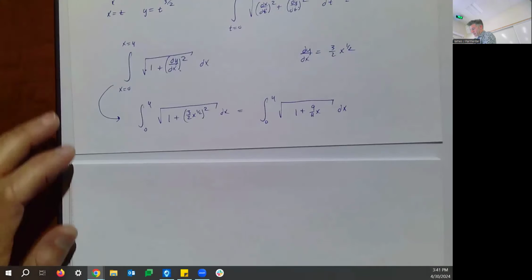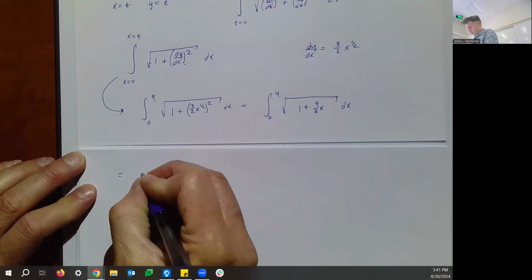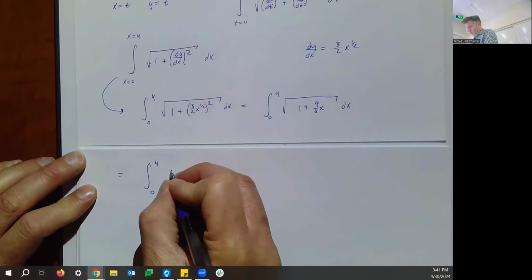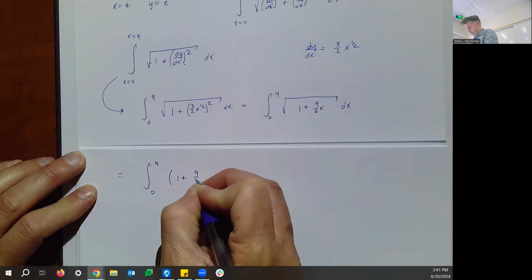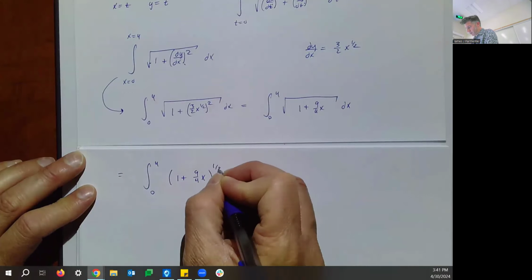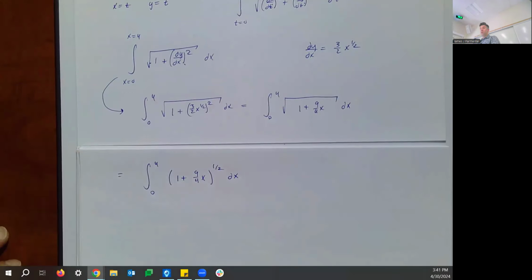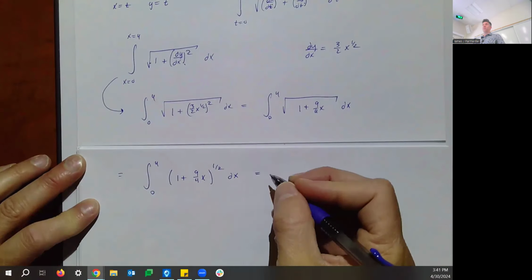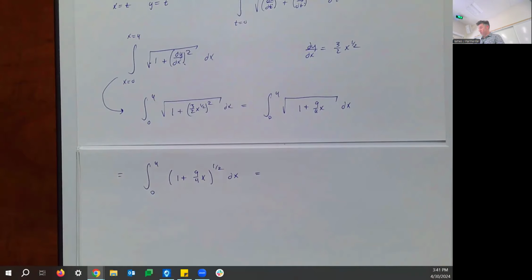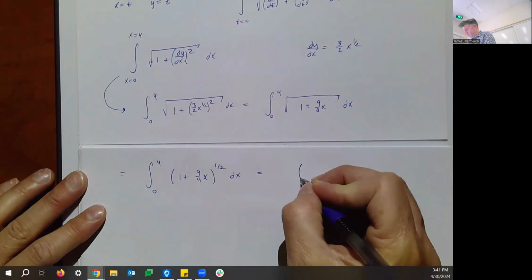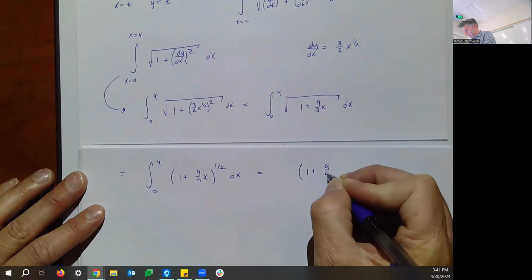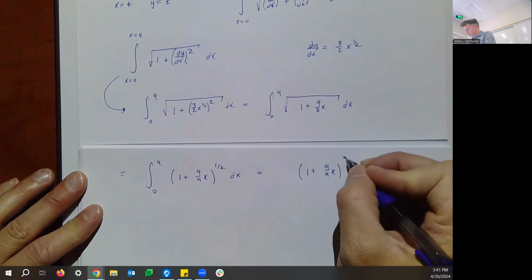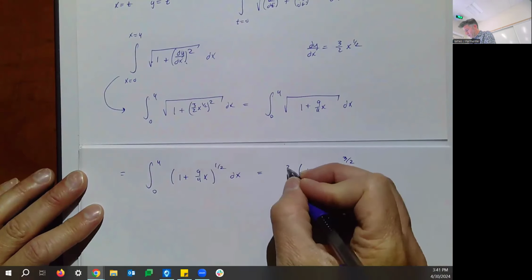Let's rewrite it as the integral from 0 to 4 of (1 plus 9/4 x) to the 1/2 power. We could do a u-substitution and let u equal 1 plus 9/4 x, but we've done enough of these where we know that if it's just a multiple of x, you just use whatever rule applies, in this case, the anti-power rule. We're going to get (1 plus 9/4 x) to the 3/2 power times 2/3.